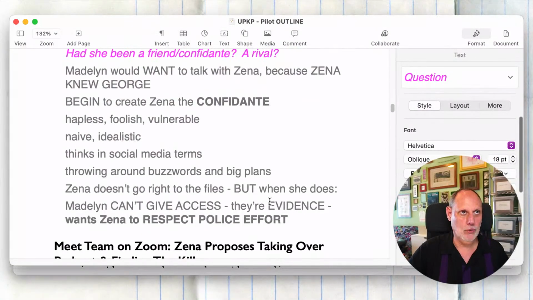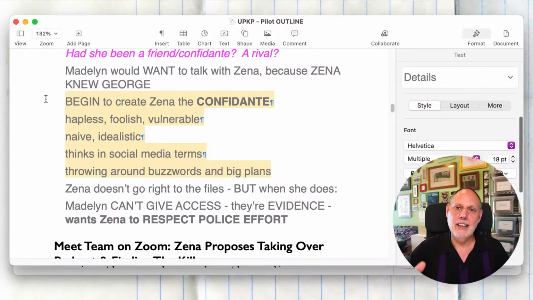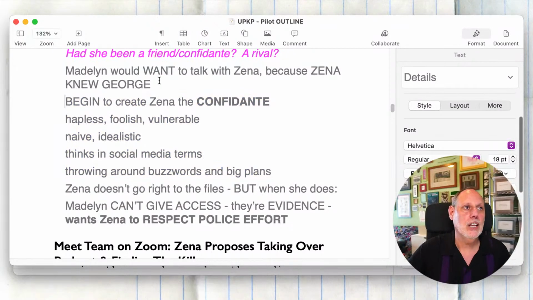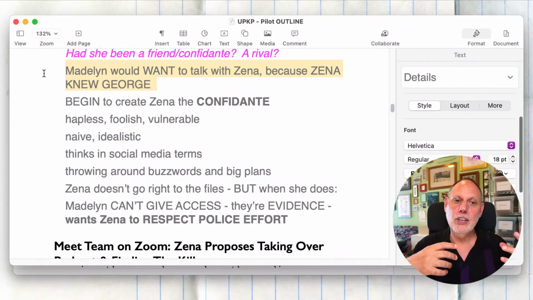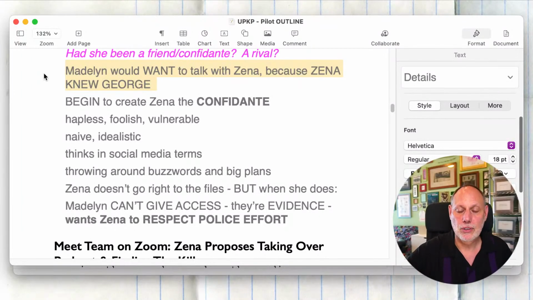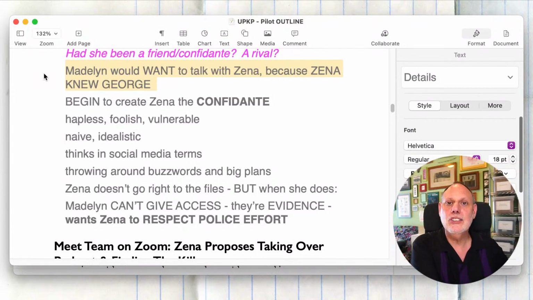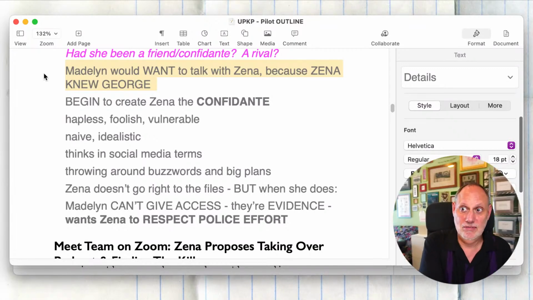And so I wrote down that stuff I had just said, create Xena the confidant, the person that we can trust. Because I also realized I had originally said Madeline has to turn her down. Madeline has to turn her down because we need Xena to be motivated to send someone to steal the files. Obviously, that doesn't work if Madeline's saying, sure, come get the files.